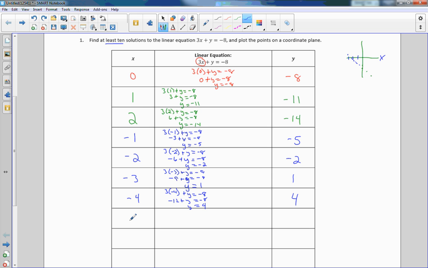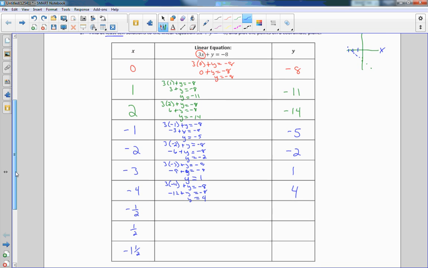Now I'm going to pick values in between. What happens if I choose negative 1/2? And what happens if I choose positive 1/2? And what happens when I choose, how about negative 1.5, or negative 3/2? So let's do those 3, and then that'll be our 10.